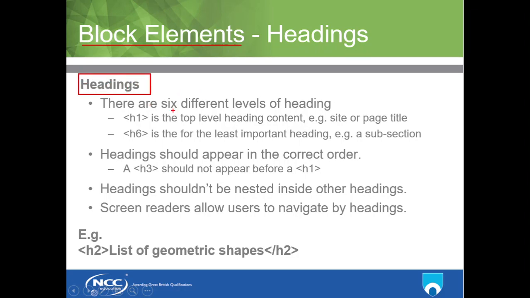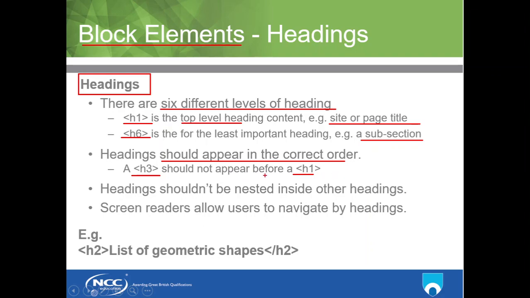Examples include headings. We have 6 different levels of headings, from H1, H2, H3, all the way to H6. So H1 is the top level heading, and it's the biggest among them all in terms of the size. Normally it's used to provide the page title. As you go lower, the font size reduces, and you can use this, for example, for subsections or subtitles. Normally it is recommended that headings appear in the correct order. So for example, you don't want to have H3 before a H1.